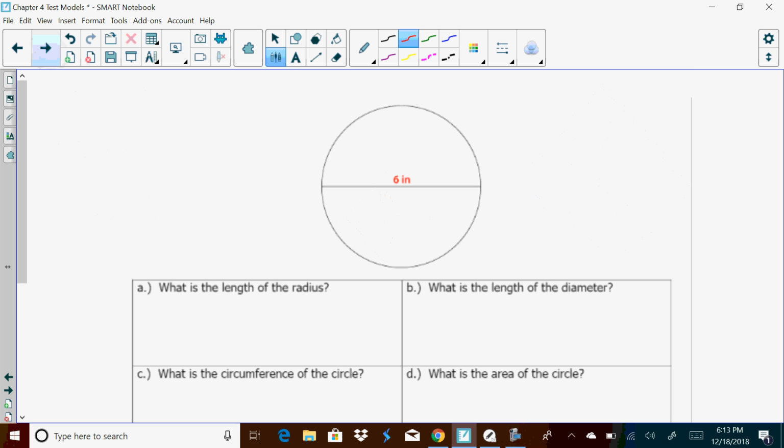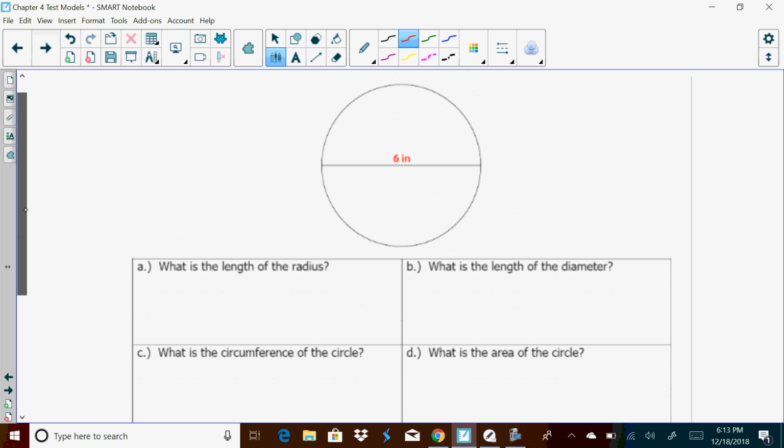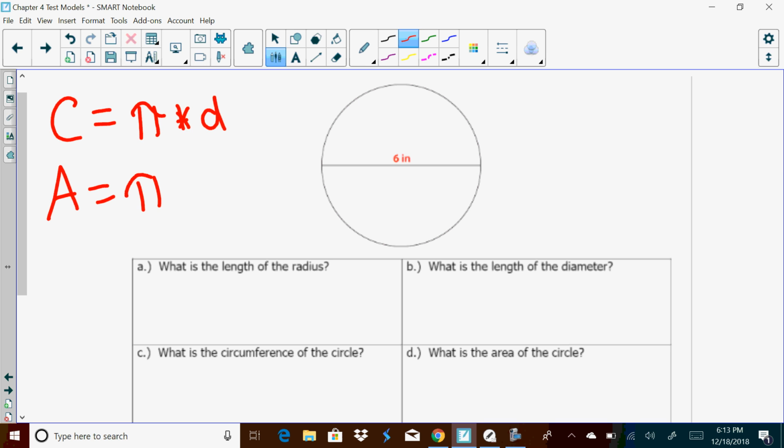The next problem is about circles. And on your test, it has listed the formulas for circles. So the first one is to find the circumference. I do pi times diameter. And to find area, I do area is pi times radius squared.